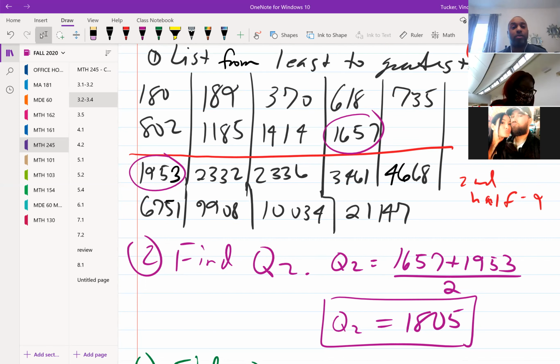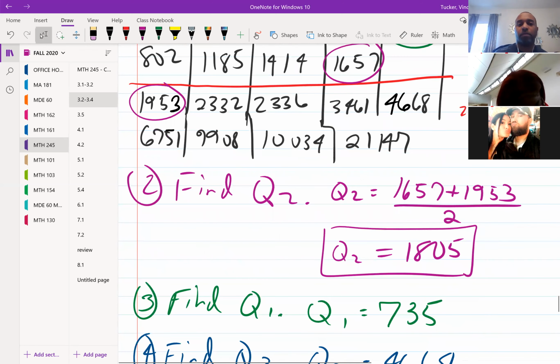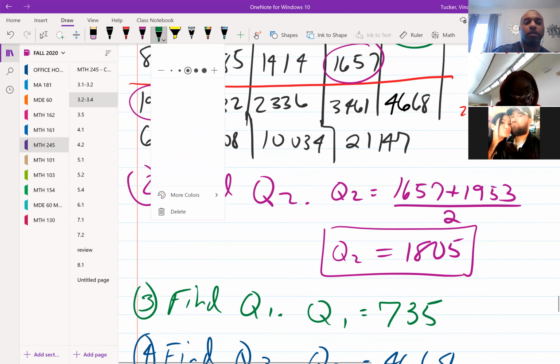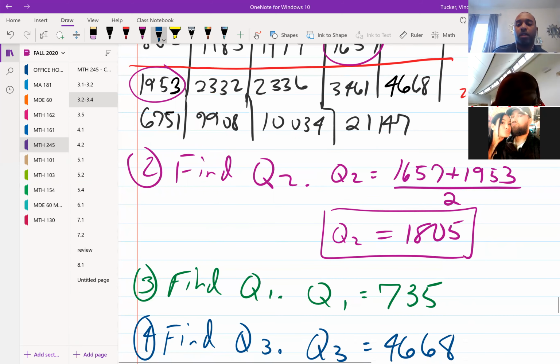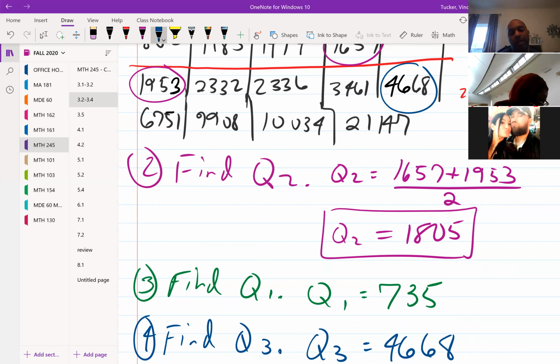So we have 9 data values in the first half, 9 data values in the second half. Since that's an odd number, that means we actually have a middle value, which is 735. All right. Then for quartile 3, same thing. That's going to be 4668. We have 9 data values. Remember, when it's odd and you want to find the median, you can just pick the middle value. But if it was even, you have to take the 2 middle values, add them together, divide by 2. And that's what happened with our second step when we found quartile 2.